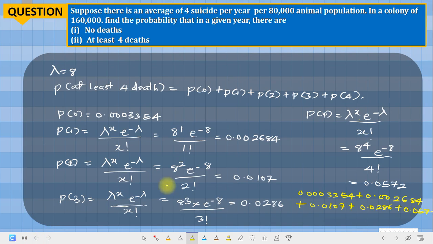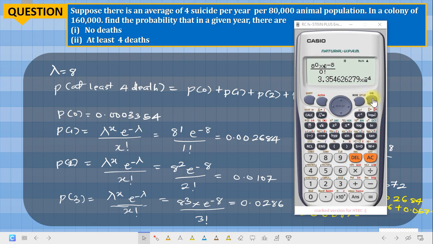0.0572. Sorry for that. And finally, this will give us 0.0888. So this is the probability that there will be at least 4 deaths in a year. Now let's check our answers with the calculator. Let's try each of them, starting with the first one.